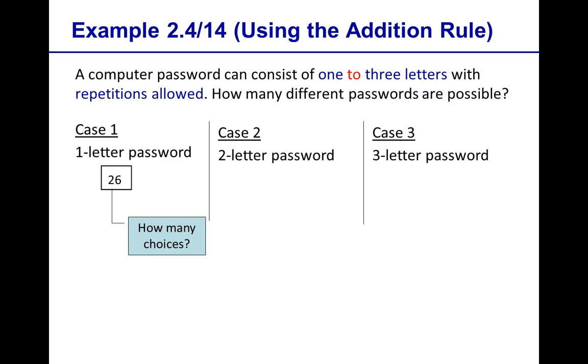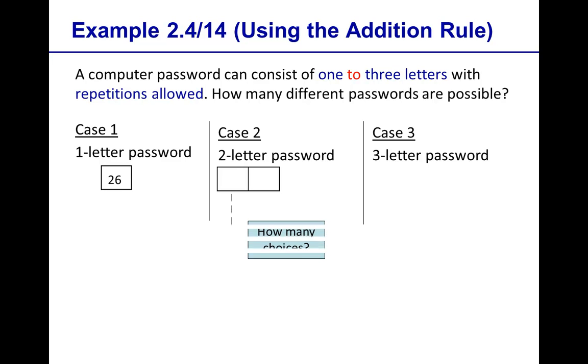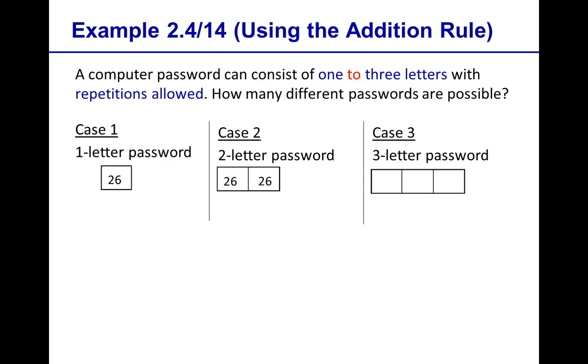For case 2, we need to draw 2 boxes. How many choices in this box? There are 26 choices here, of which we pick 1. What about this box? Well, since repetition is allowed, we can reuse the letter. So the possibilities are from A to Z again. So 26 choices again. For case 3, we need to draw 3 boxes. How many choices in this box? 26. What about this box? Well, repetition is allowed, so 26 again. And this box? Repetition is allowed again, so 26 again.